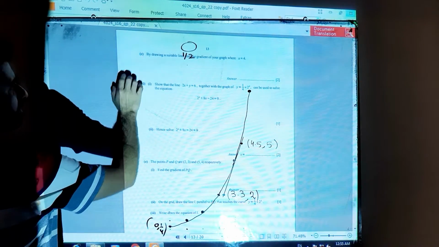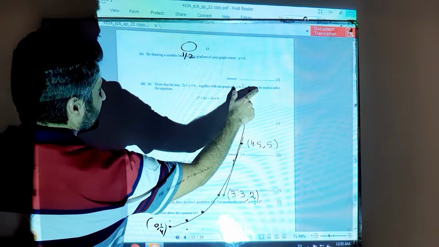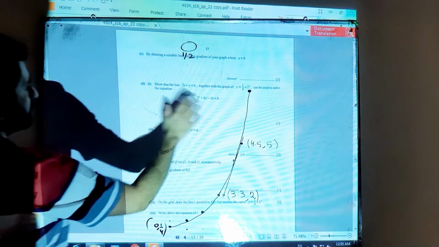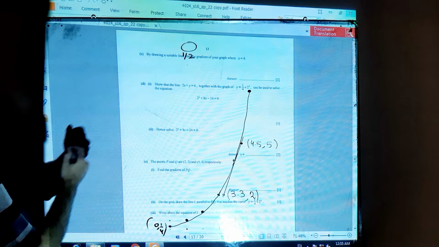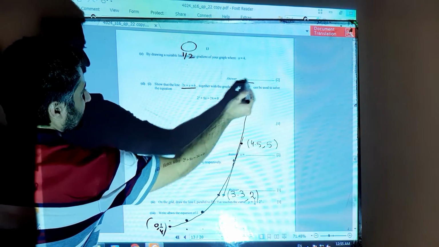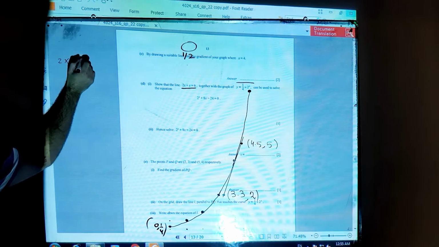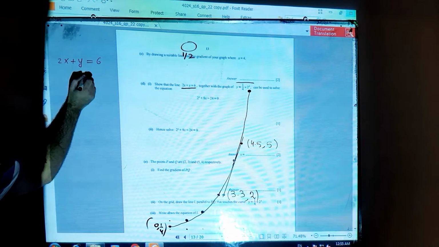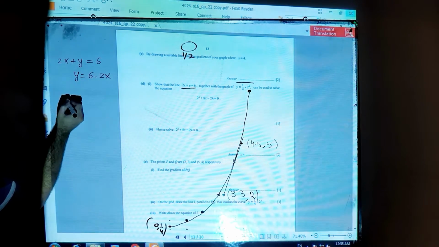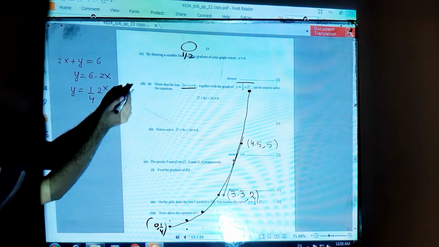In the next part they have part D. I have solved up to part C. Part D says show that the line together with the graph can be used to solve the equation, and then we need to solve this one. First of all, the line with this graph can be used to solve the equation. Now how you can find this equation: this is 2x plus y equal to 6. Now y is equal to 6 minus 2x from here, and y is equal to 1 over 4 times 2 to the power x from this one.